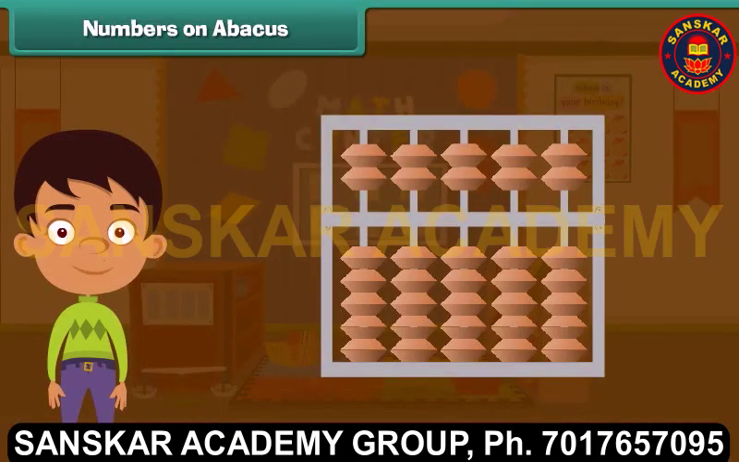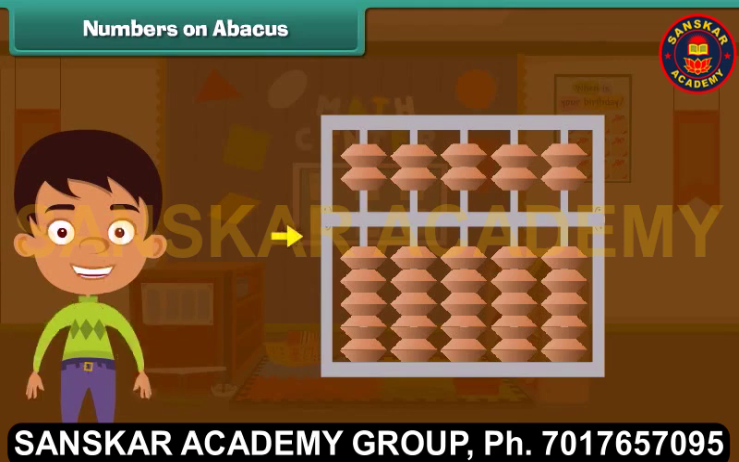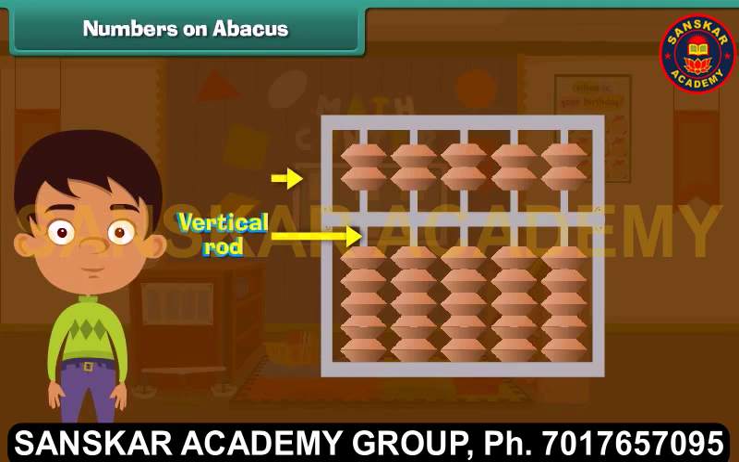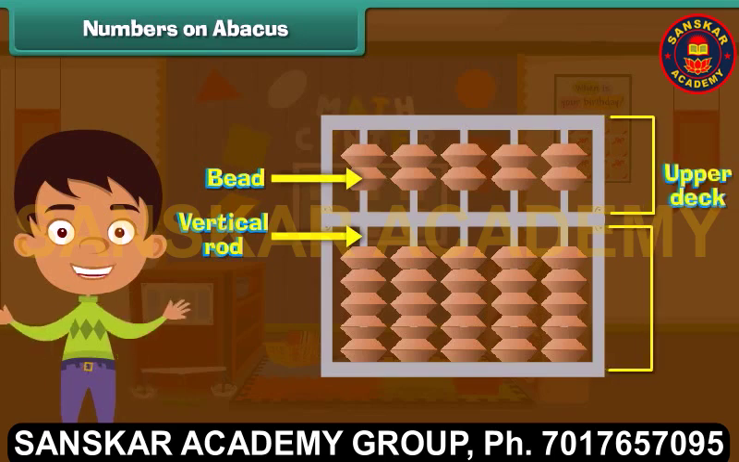Numbers on abacus. Abacus is a tool used for calculations. It is still quite popular in the South Asian countries, especially China. It is made up of a rectangular wooden frame that contains vertical rods along which beads are slid and calculations are done. A beam divides the rectangular frame into 2 parts, the short upper deck and the long lower deck.